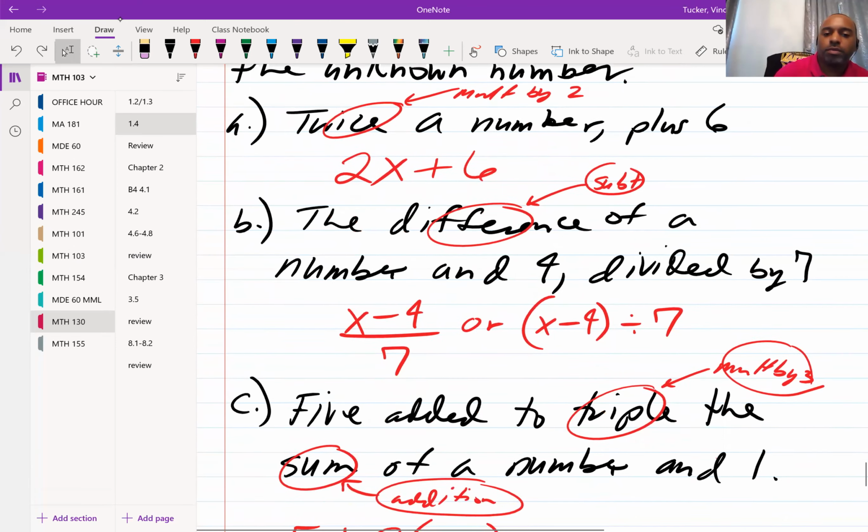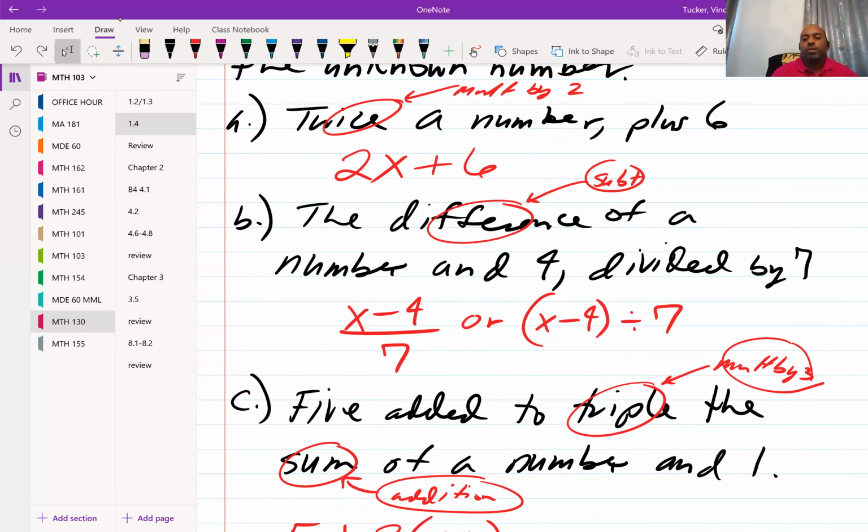All right, next one. 5 added to triple the sum of a number and 1. Erase these circles for a second, just so you can see what we have here. 5 added to triple the sum of a number and 1. All right, so if you want to triple something, that means you're multiplying it by 3. And then the sum is addition. So you're talking about the sum of a number and 1.